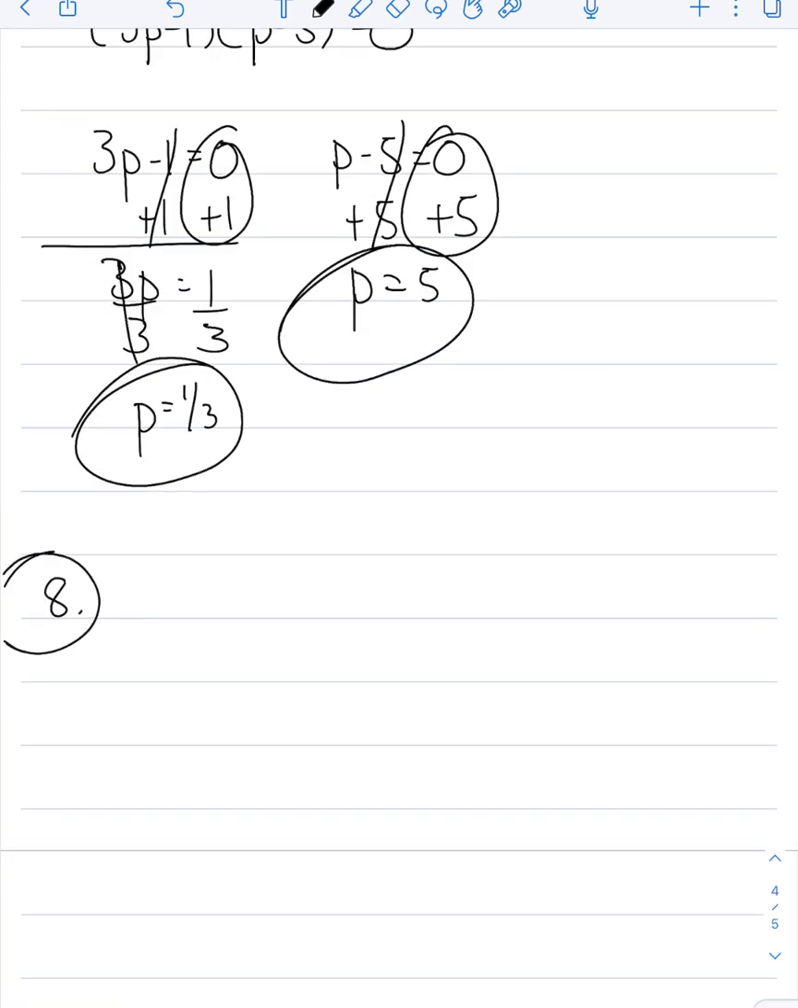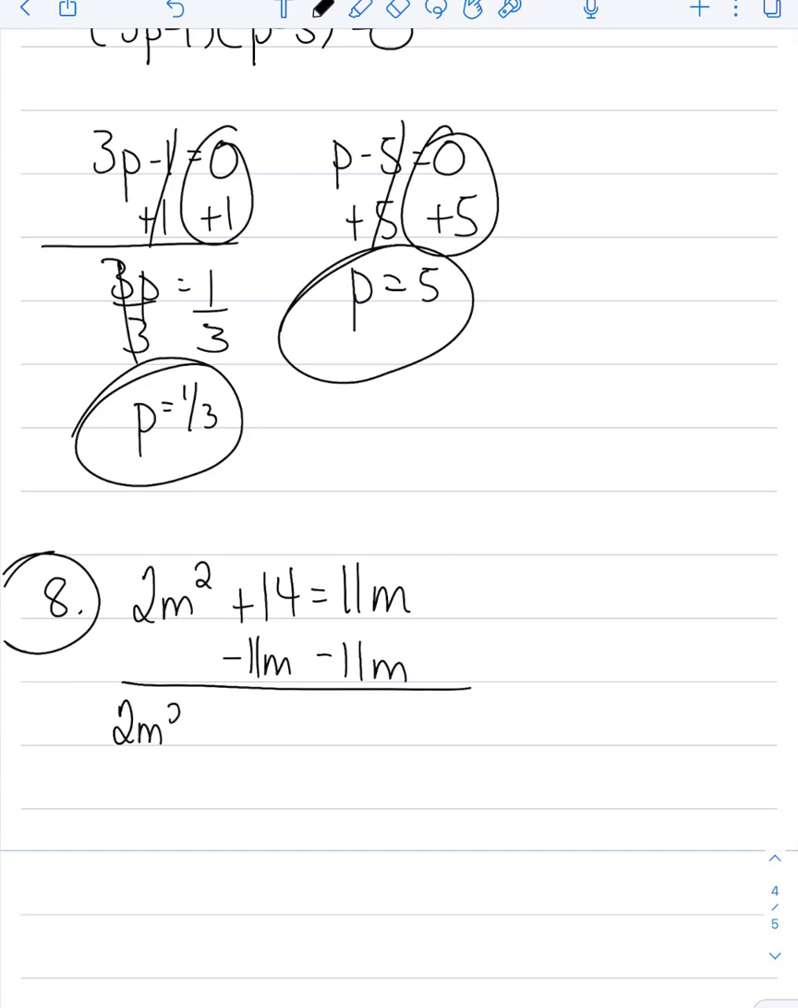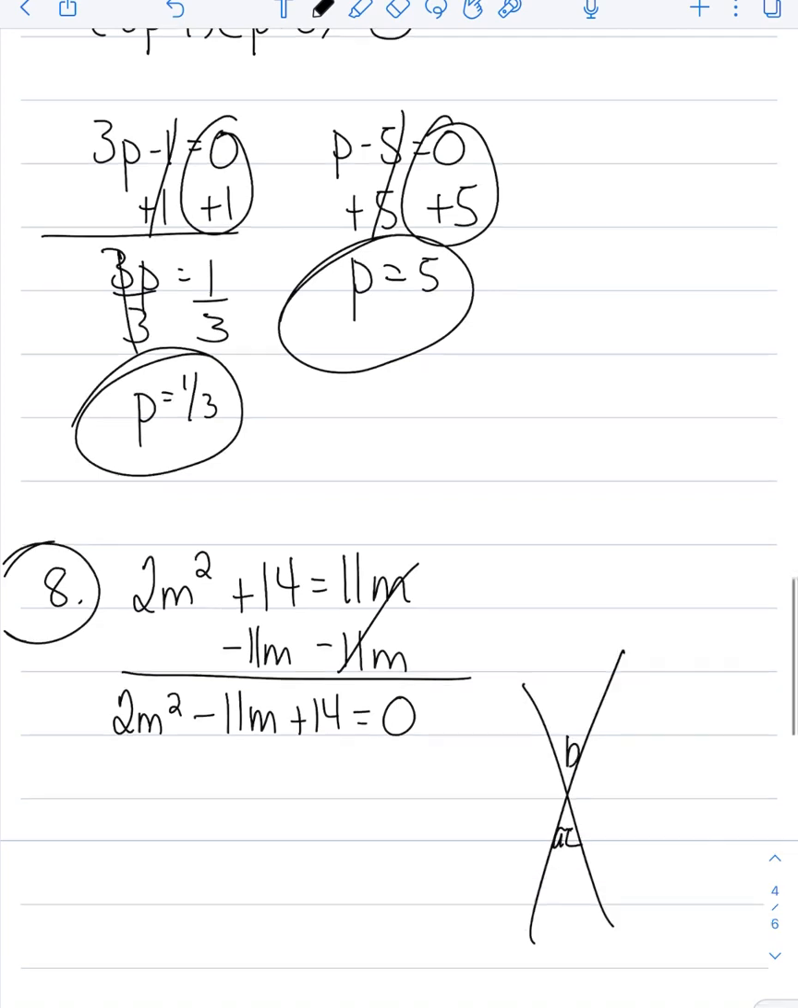Number 8. We have 2m squared plus 14 equals 11m. So again, first we want to set this equal to 0. Well, right now it equals 11m. So I want to subtract 11m from both sides. And that's going to give me 2m squared minus 11m plus 14 equals 0. So looking at what we have now, magic X with slip and slide will be our best strategy.